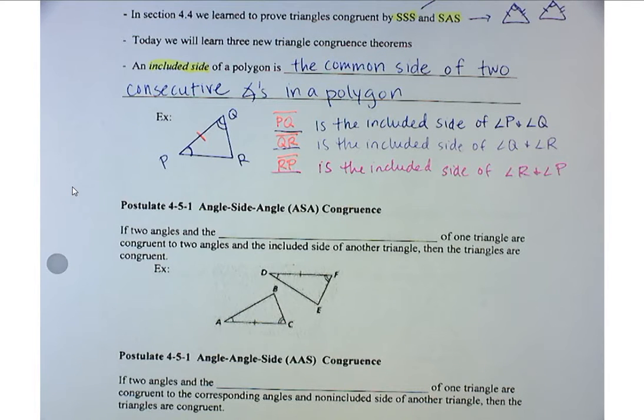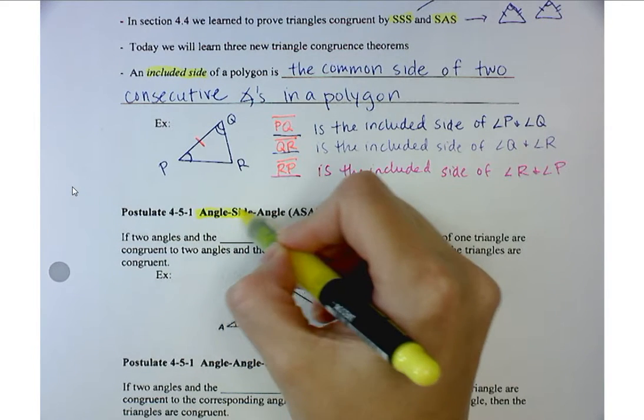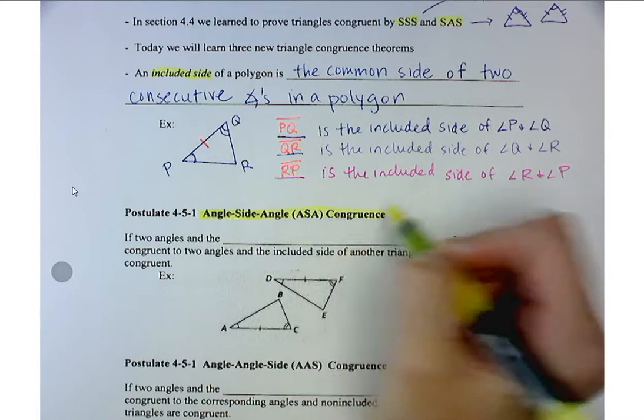Now that we know that, we can talk about our newest congruence, which is angle side angle congruence.